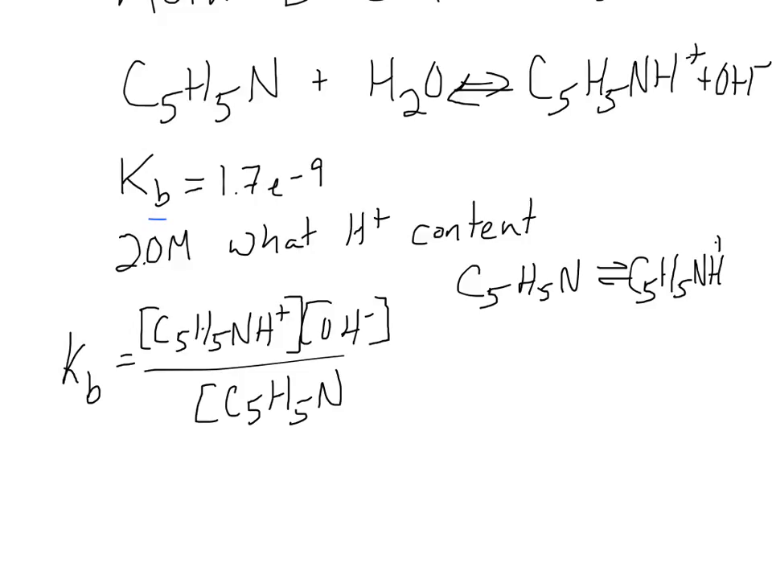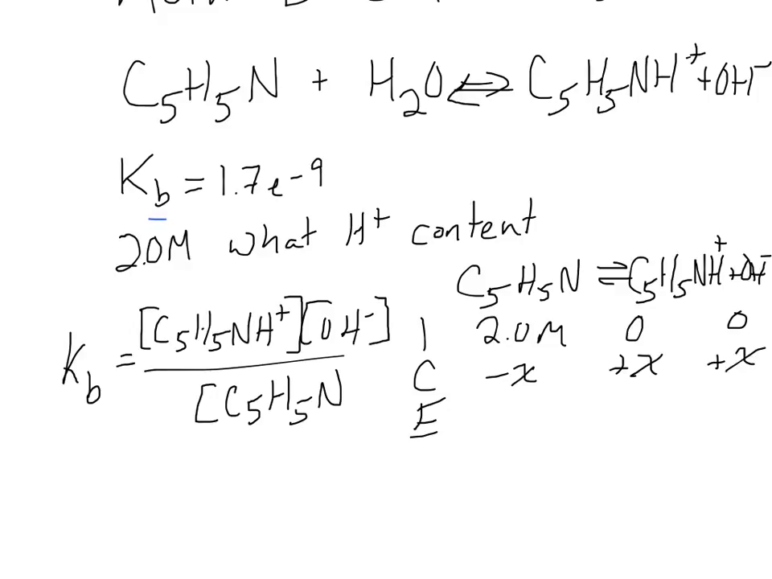C5H5NH positive, and then plus your OH negative. And so in an initial, change, equilibrium table, your initial is going to be 2.0 molar. This is going to be 0. This is going to be 0. Your change is going to be the concentration of the C5H5N will decrease. Concentrations of the C5H5NH will increase by X, and so will the concentrations of OH.